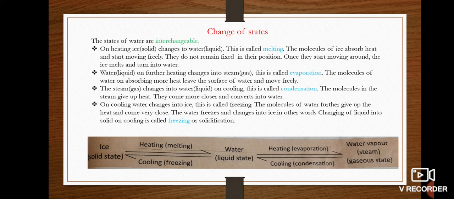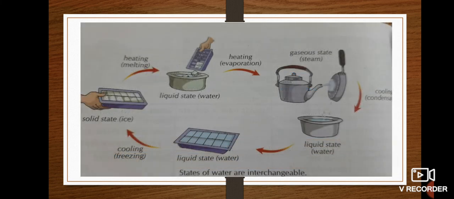On further cooling, this water changes into ice. This is solid. This process is called freezing. The molecules of water further give up heat and come very close. The water freezes and changes into ice. This picture clearly shows how the solid state of ice on heating, that is on melting, converts into water. Water on heating evaporates to steam. Steam on cooling condenses to water. Water is back to liquid state. On cooling again it freezes to ice.